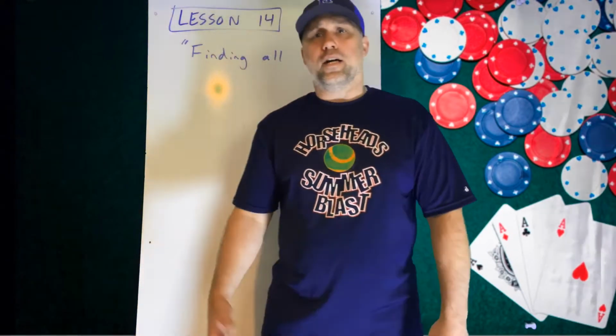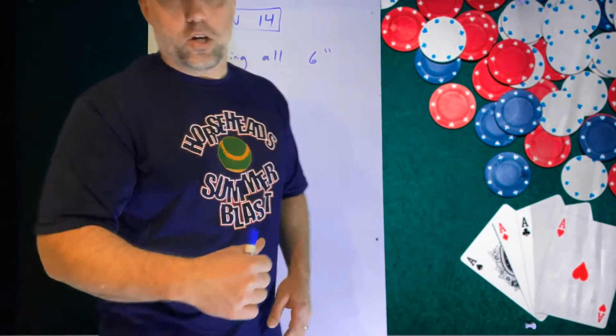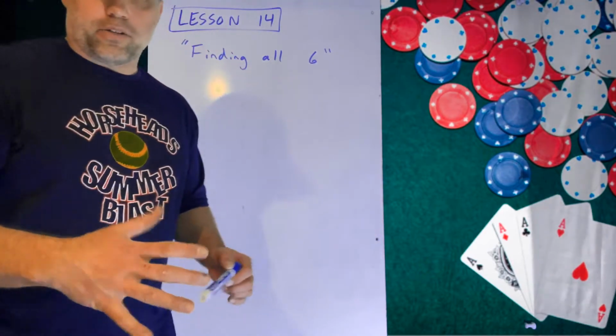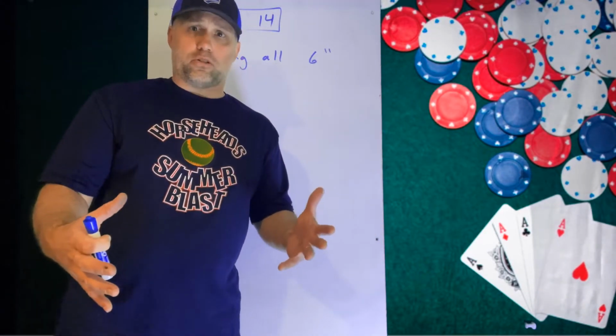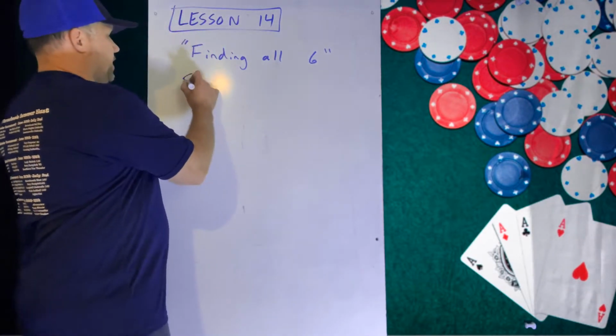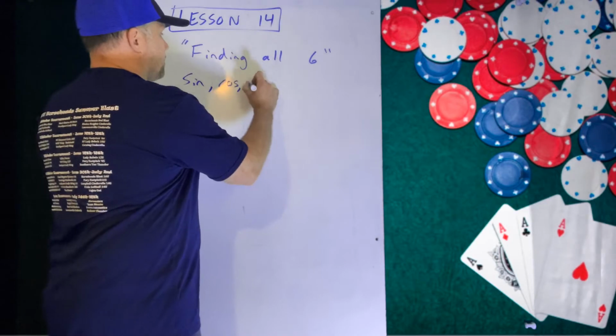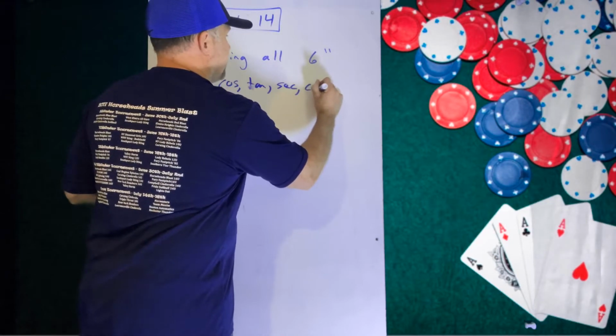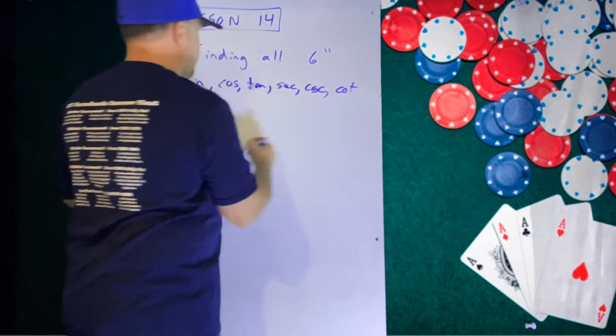Lesson 14 today is what we call finding all 6. All 6 what? Well, by all 6, we mean all 6 trig things we've been talking about. They're actually called trig functions. We're talking about finding the sine, the cosine, the tangent, the secant, the cosecant, and the cotangent. There's your 6 right there.